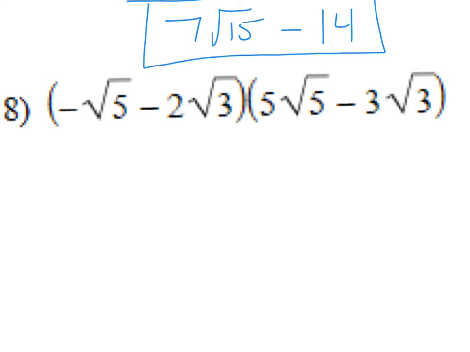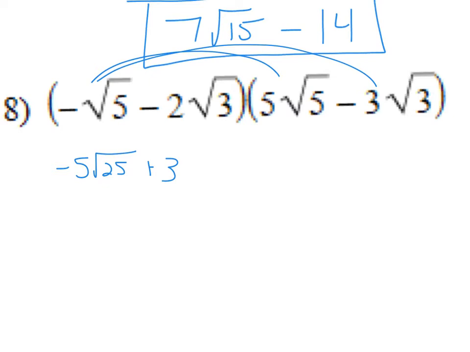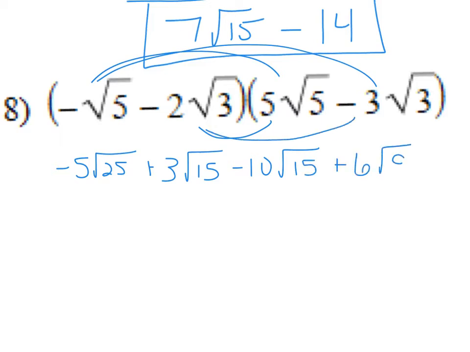On number 8, we're going to start by foiling again. So I'm going to get negative 5 root 25 plus 3 root 15 minus 10 root 15 and plus 6 root 9. So now the square root of 25 is 5. So I have negative 25. It'll be the same thing here. The square root of 9 is 3.